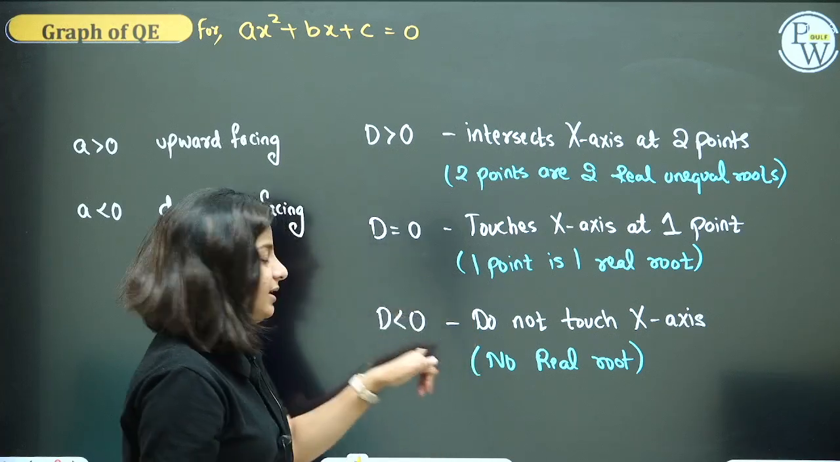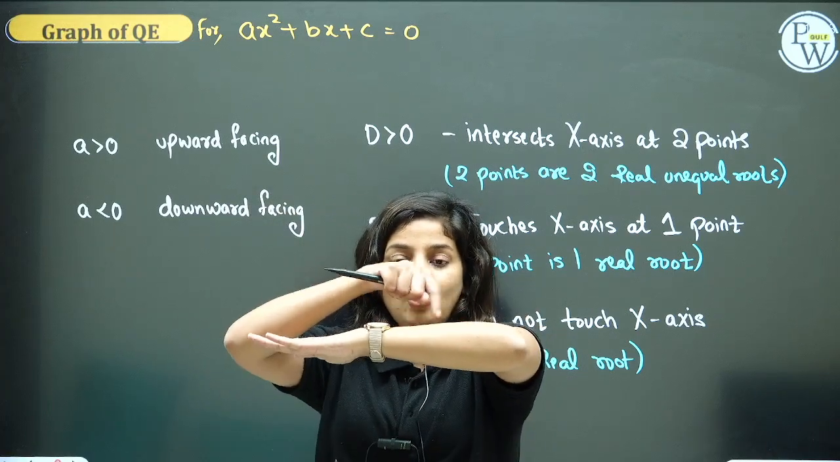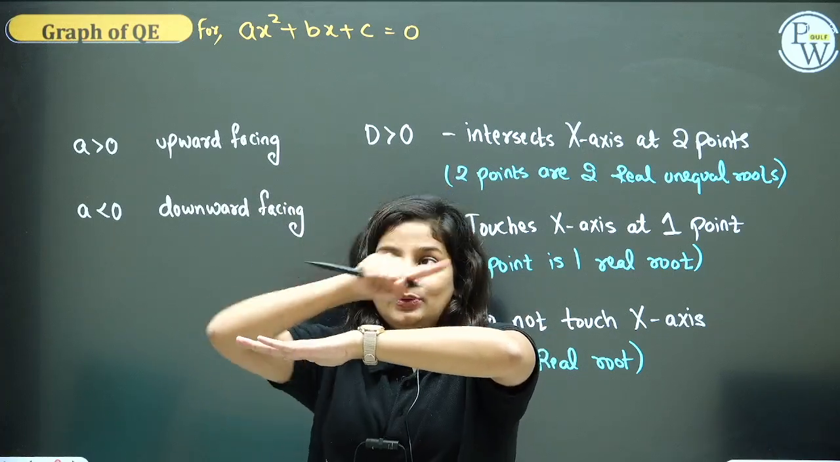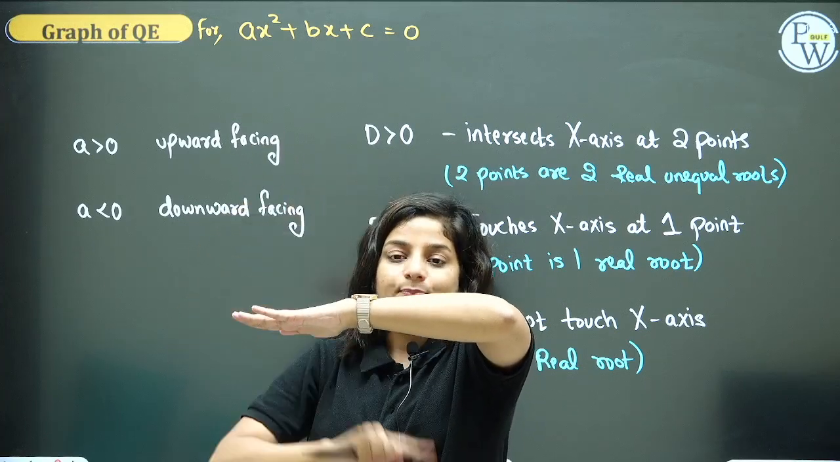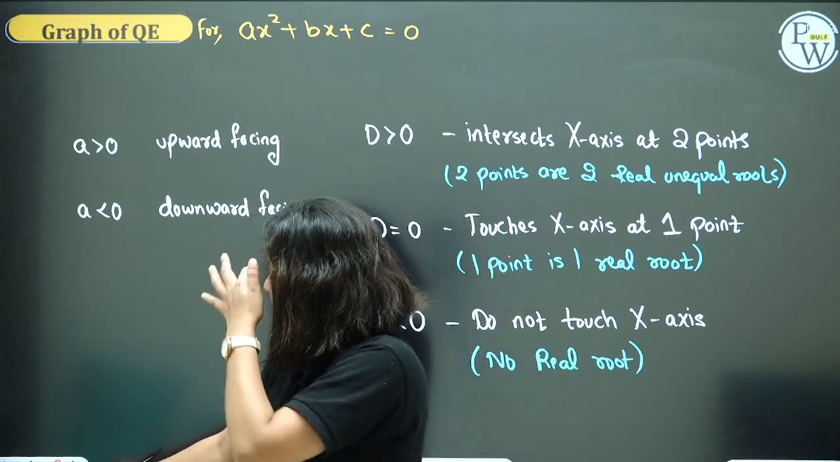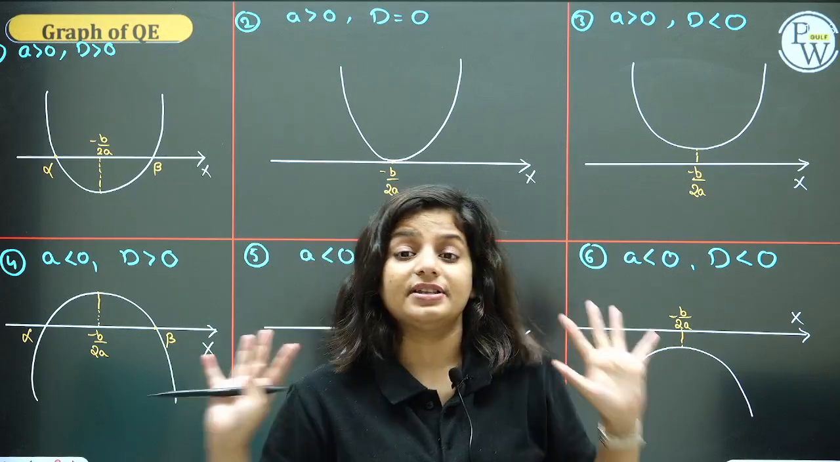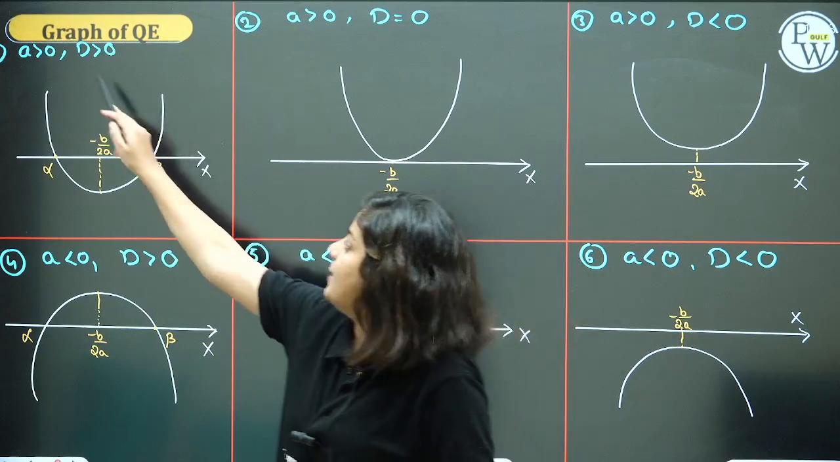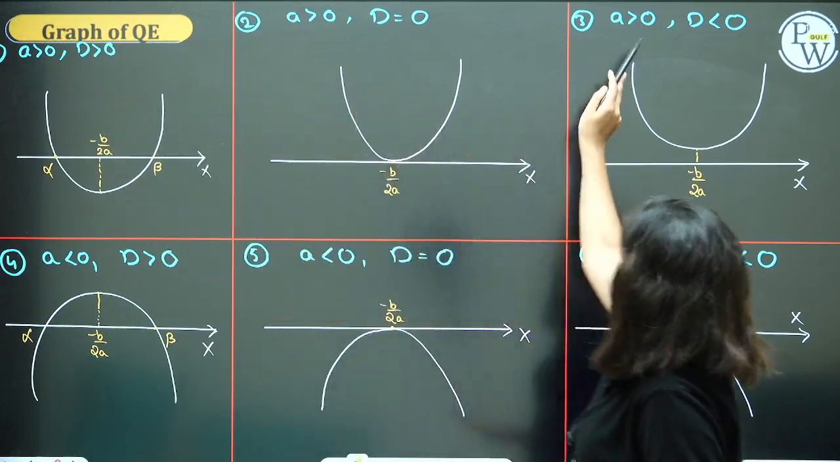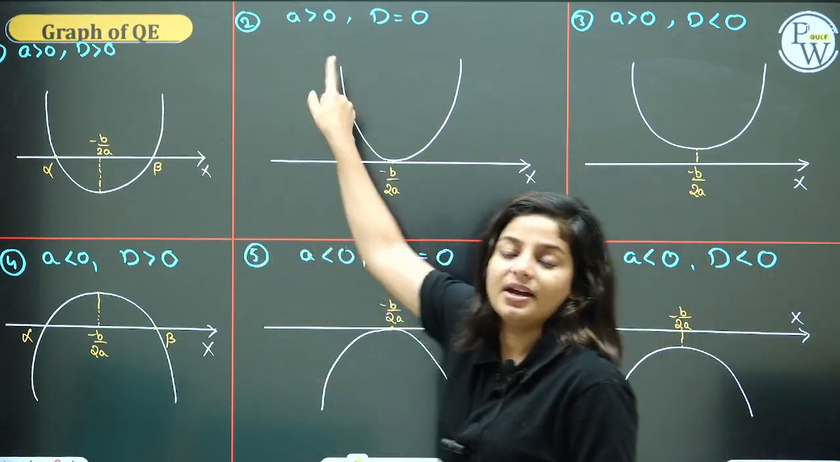And if the discriminant is less than 0, it will neither touch nor intersect the x-axis. It will either lie above or below: above when A is positive, below when A is negative. All the cases are discussed on this graph. If you understand this graph, everything is done. First case, A positive. Can you see the graphs are upward?